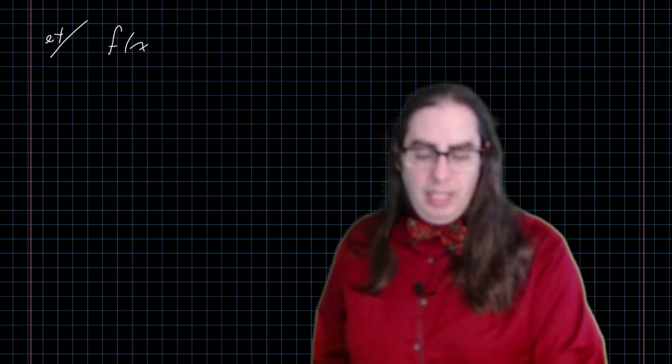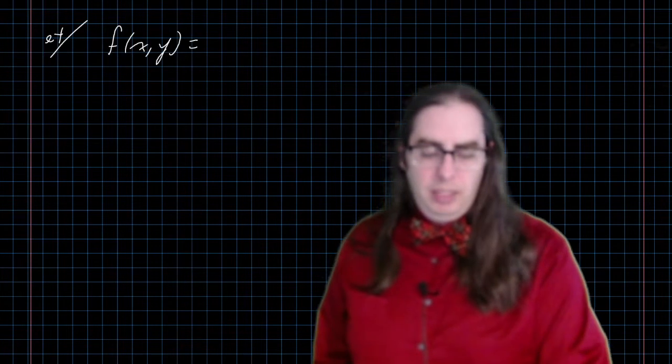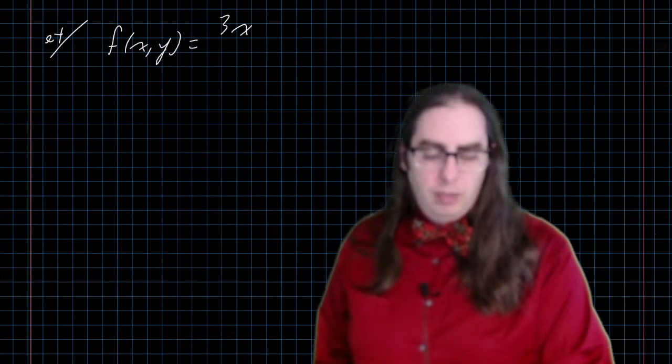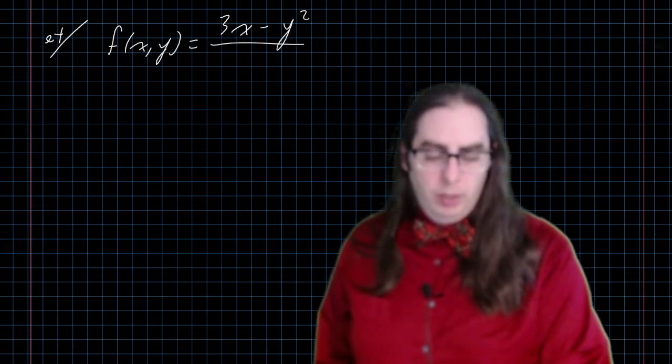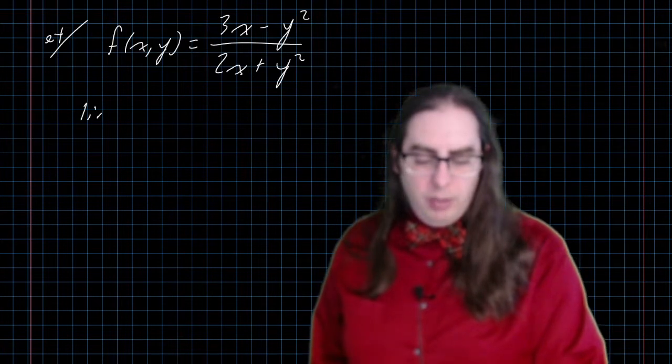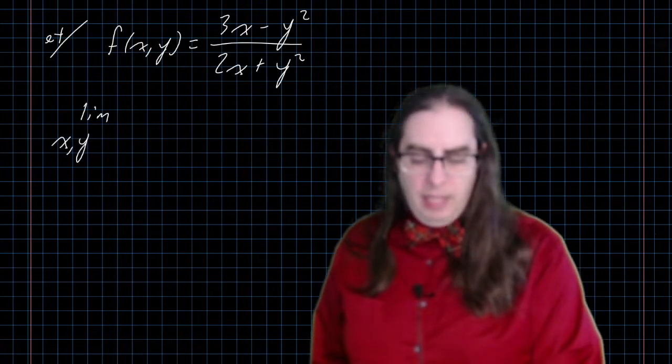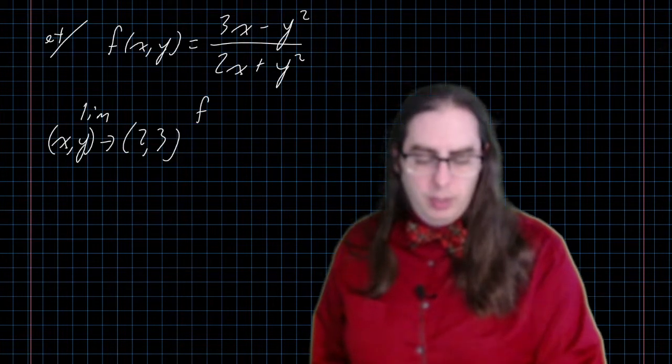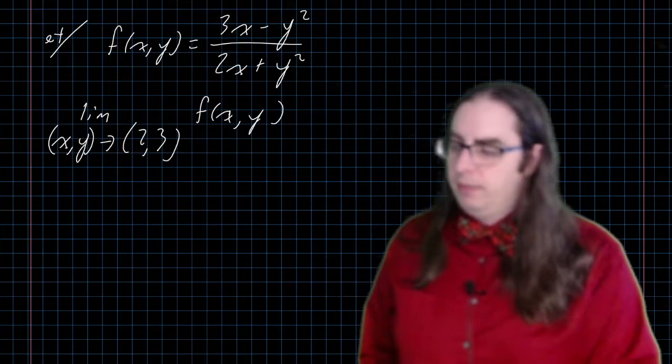So I'm going to end off with a problem for you to try, as I often do. This time we're going to look at a function f of x and y equals (3x minus y) squared over (2x plus y) squared. And I would like you to figure out the limit as x y approaches 2, 3 of f of x and y.